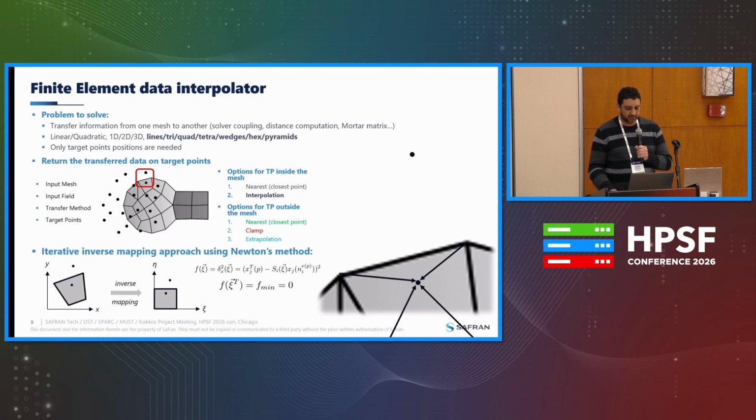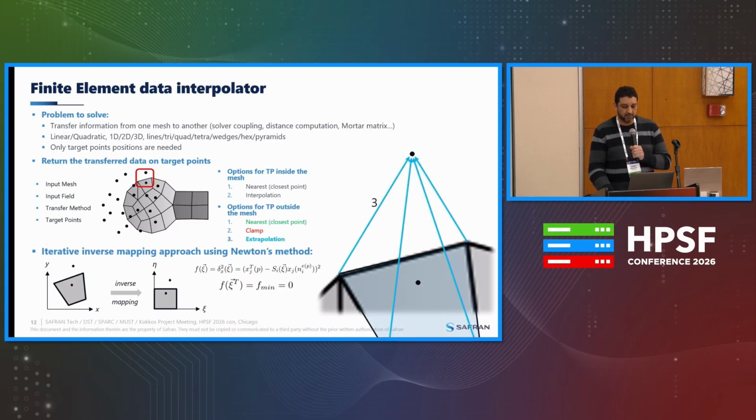And we focus on the red little square. So we have two scenarios. If we are inside the finite element, it's very easy: we interpolate the data, and that's it. But if we are outside, we have a couple of options. We can either select the closest node value, or we can project the point on the closest element and interpolate on this point, or we can use the closest element to extrapolate.